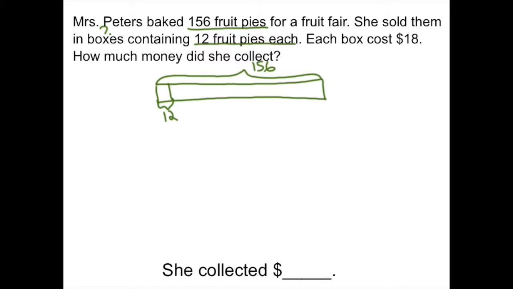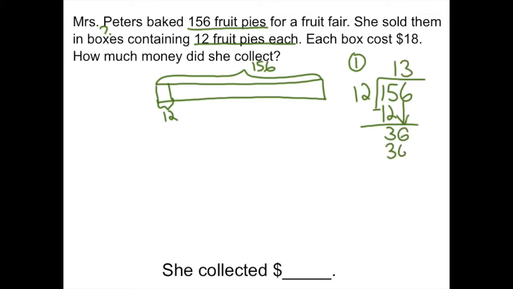In order to find out the number of boxes, I have to take the total number of fruit pies, 156, and I have to divide that by 12 because I want to find out how many groups of 12 I can make with 156 fruit pies. 12 goes into 15 one time. I multiply and subtract, bring down my 6. 12 goes into 36 3 times. And I'm going to subtract, and I have no remainder. That means that Mrs. Peter is going to be able to make 13 boxes of 12 fruit pies each.